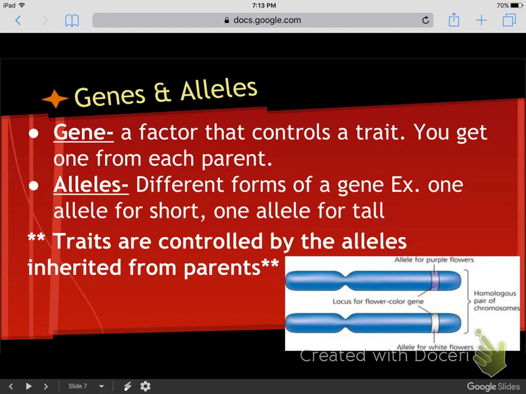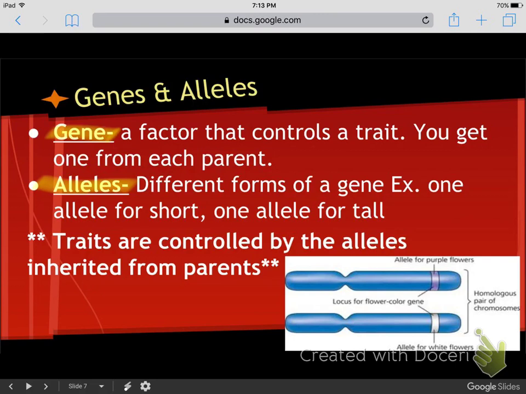So when we talk about heterozygous and homozygous and purebred and hybrid, a lot of words that are going to come up are genes and alleles, okay? So genes is described as factors that control a trait. You're going to get one from each parent, okay? Alleles are different forms of that gene.